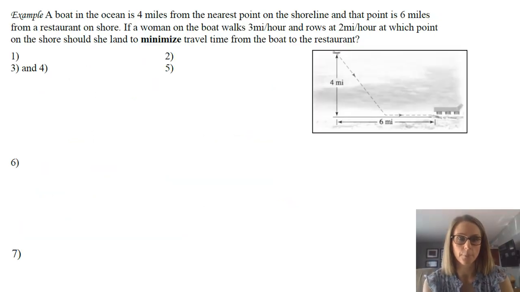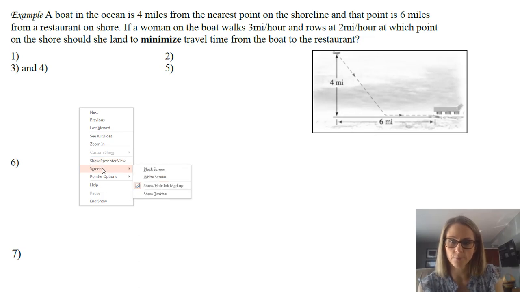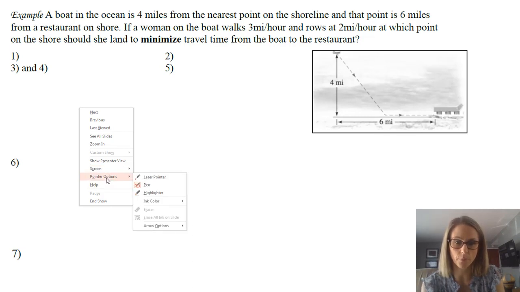So here's a second example from section 3.7 on optimization. A boat in the ocean is 4 miles from the nearest point on the shoreline, and that point is 6 miles from a restaurant on shore. If a woman on the boat walks 3 miles per hour and rows 2 miles per hour, at which point on the shore should she land to minimize travel time from the boat to the restaurant?